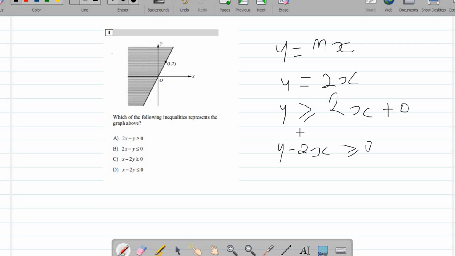Or we could flip this around, carry 0 to the other side. You can flip it around and say 2x, just to make sure we get something that's similar. So 2x minus y, move 0 to the other side. We'll turn it upside down. We have less than or equal to 0. So 2x minus y is less than or equal to 0. This is answer B, because this can still be rearranged to give you the inverse of it. Okay, so I think that is it for questions 1 to 4.